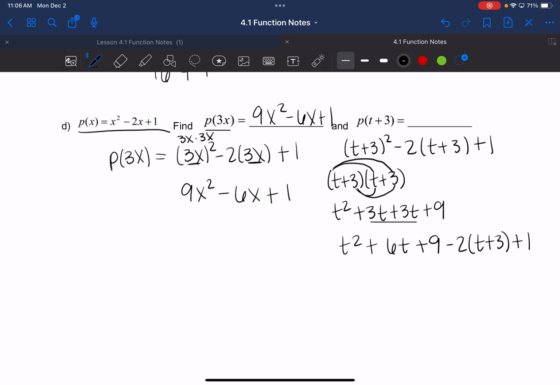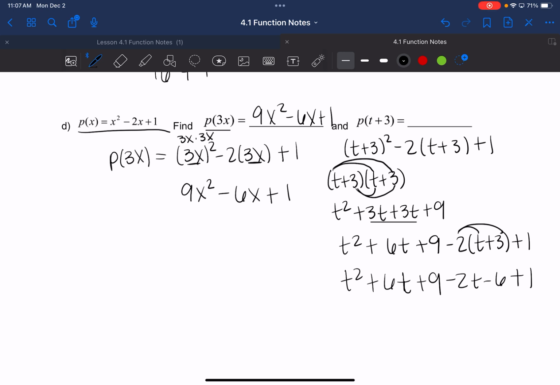All right, so we did the exponent. What's next? Well, before we combine like terms, -2 times t would give us negative 2t. And negative 2 times 3 is negative 6. All right, then I'm just going to bring everything else down. All right, and then what do I do?